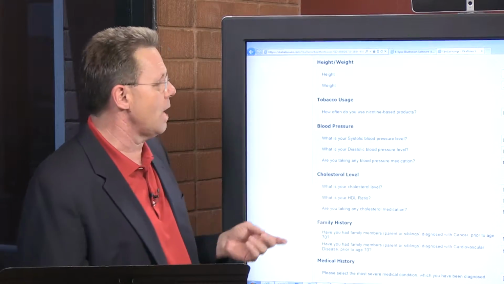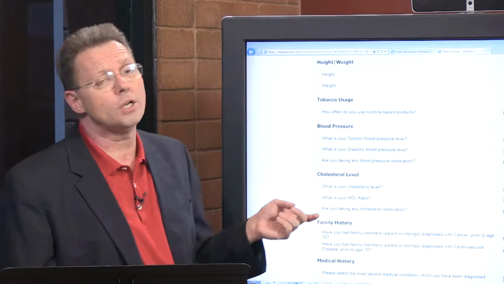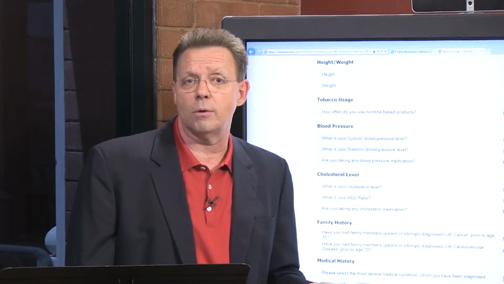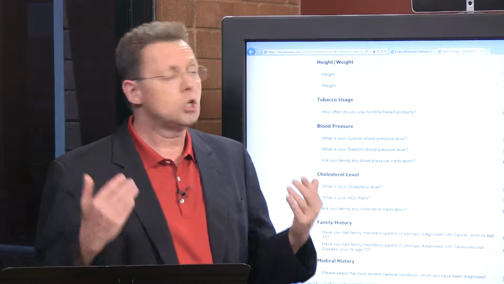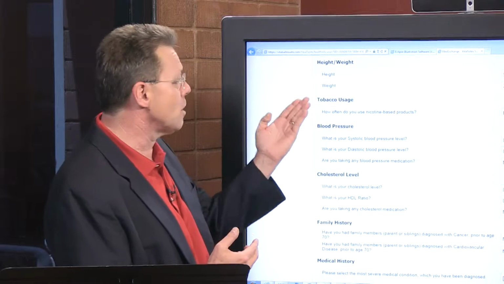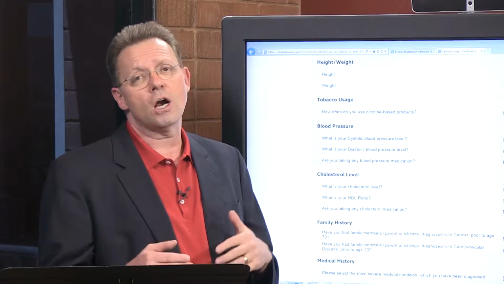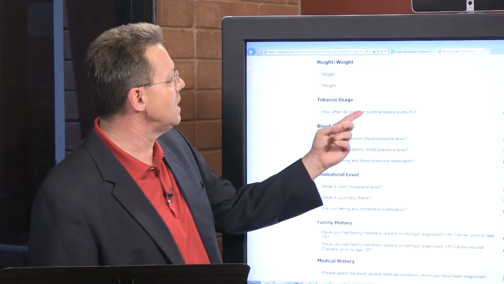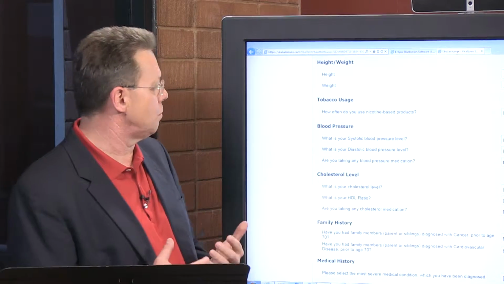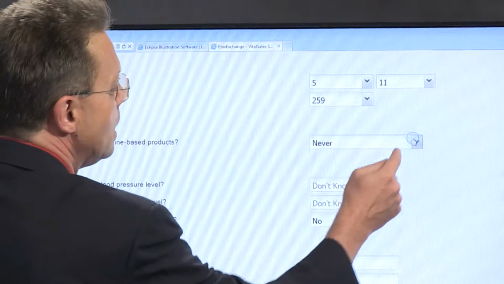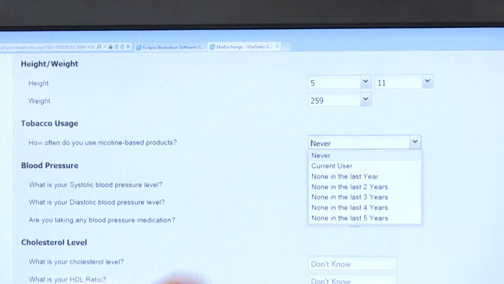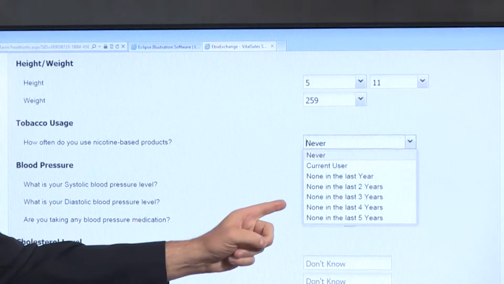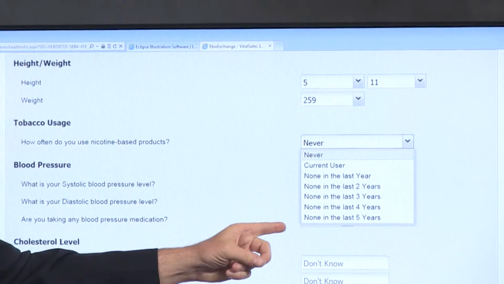The next thing I'm going to look at right away, because it's really going to make a choice on what grids we're going to use, is I need to know immediately what kind of tobacco use. Yesterday we spent the whole class talking about tobacco usage, whether it was cigar, cigarette, chew, pipe. We wanted to know what kind of nicotine-based products you used. I can bring this down and say, I'm a current user, or I've had none in the last year, none in the last 2 years, 3 years, 4 years. I haven't smoked in the last 5 years.